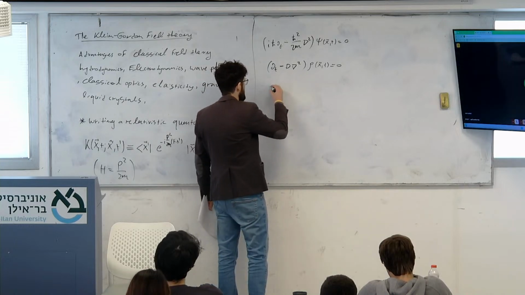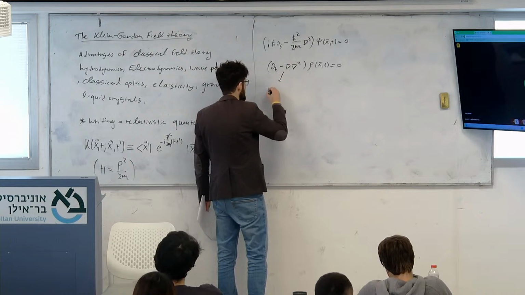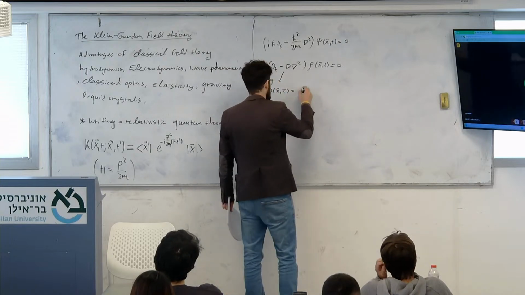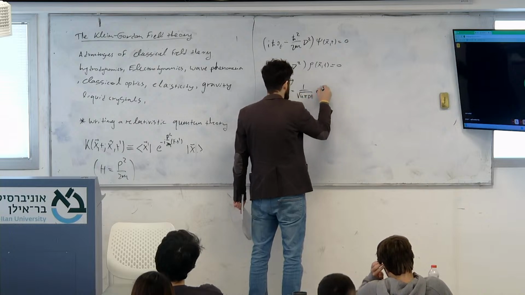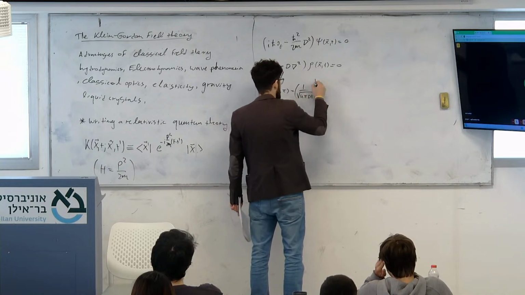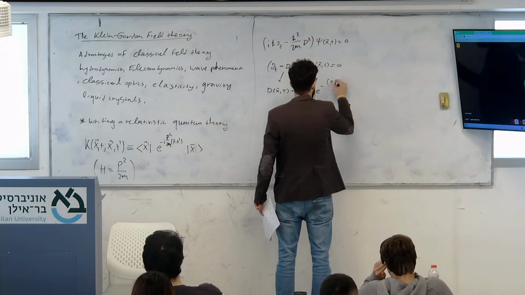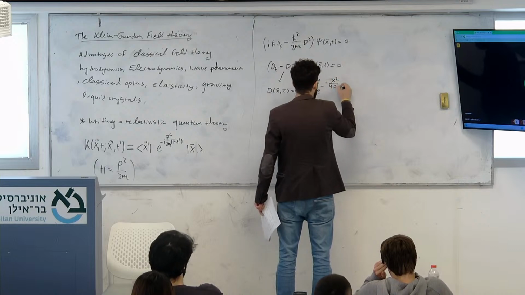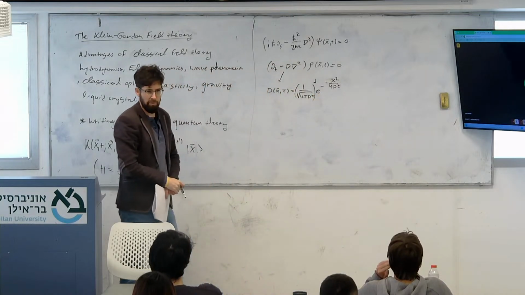I don't know if you remember this, but the propagator of this guy, let's denote it by D of x and tau, is equal to 1 over square root of 4 pi D tau, to the power of d, whatever your dimension is, e to the minus x squared over 4 D tau. This is tau, I said tau. I'm sure that you saw this expression before, right?